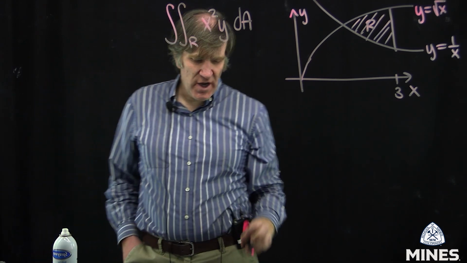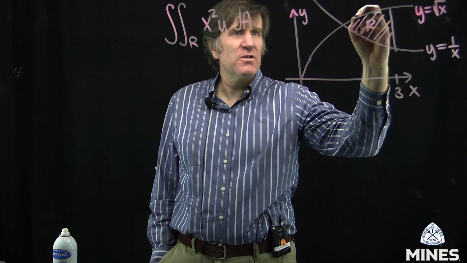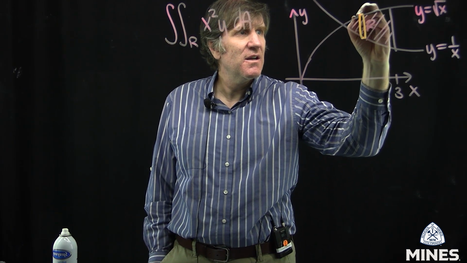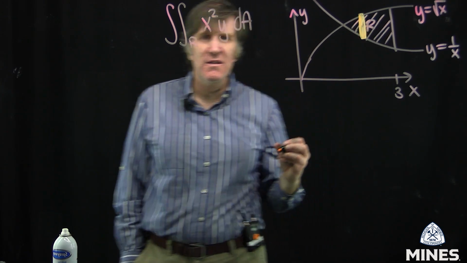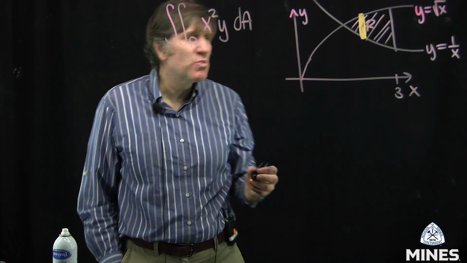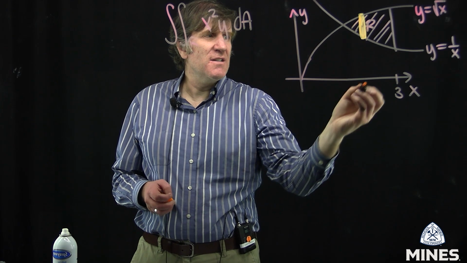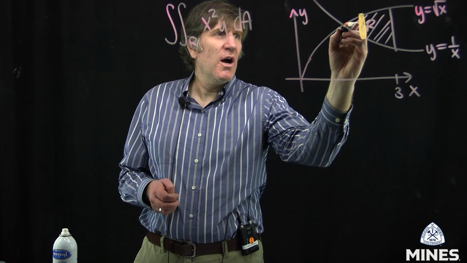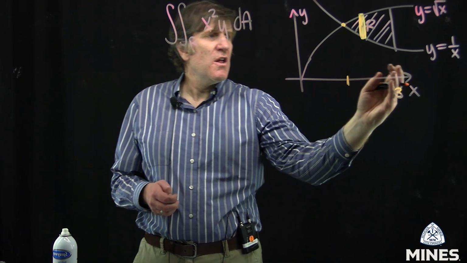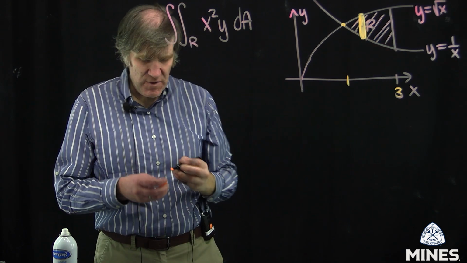So we want to decide what kind of region we have, if it's x first or y first, and this is a good y first region, because we can take a slice that goes from y equals 1 over x down below up to y equals the square root of x up above, and we can integrate that slice. Then in x we can go from whatever this x value is right here over to x equals 3. It's like adding up the effect of a whole bunch of those slices.